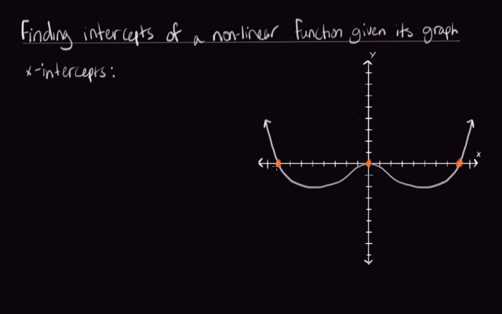So there are 3 x-intercepts for this graph, and there can actually be as many x-intercepts as you like. There can be as many as you want, and it's still a function. So let's go ahead and see what these points are. 1, 2, 3, 4, 5, 6, 7, 8.